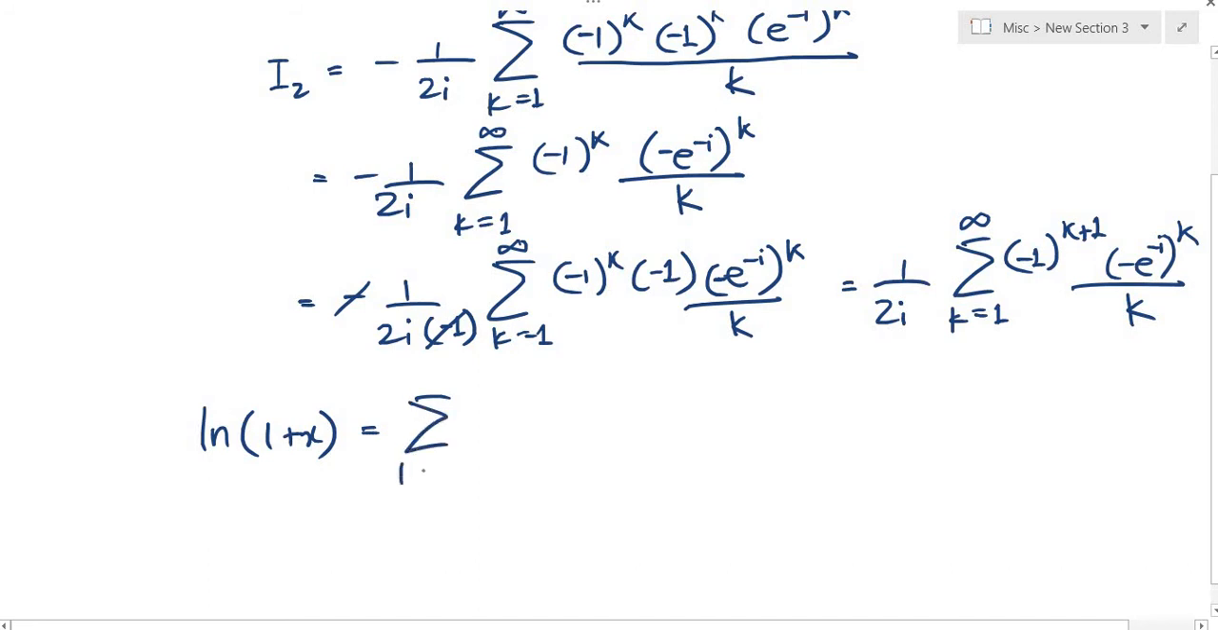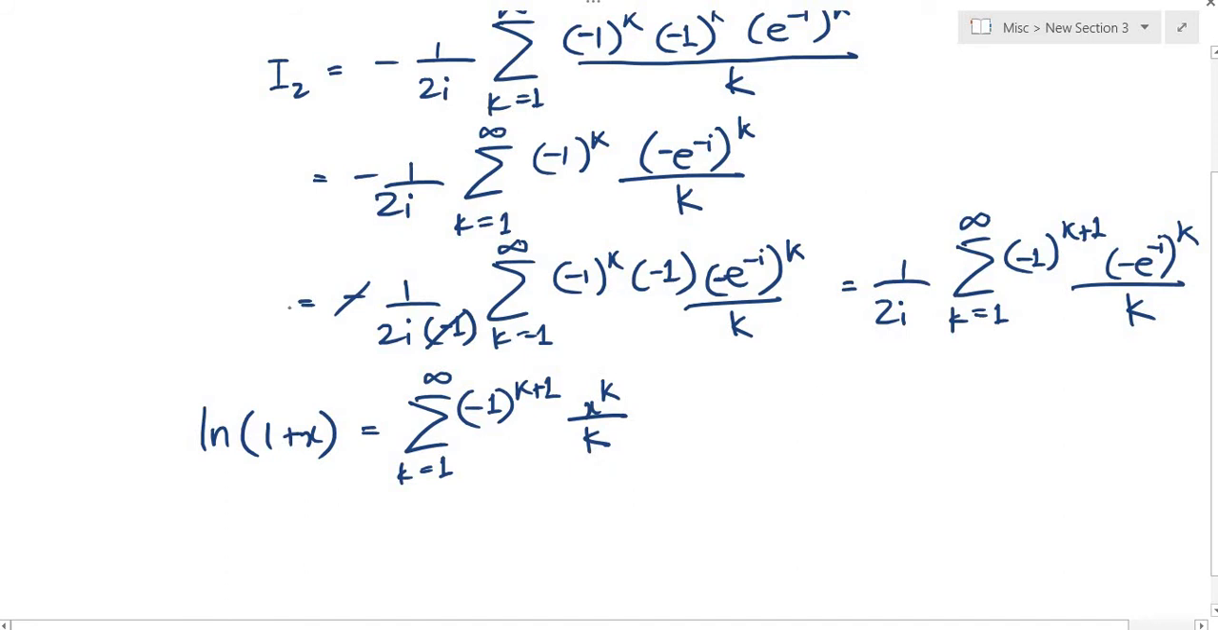And as I said, that's the sum from k equals 1 to infinity of negative 1 to the k plus 1th power times x to the k divided by k. So now the variable that was raised to the kth power is basically inside the natural log. So 1 plus the variable that was raised, natural log of that.